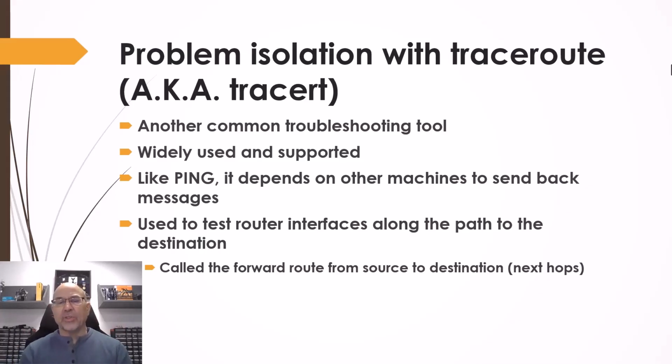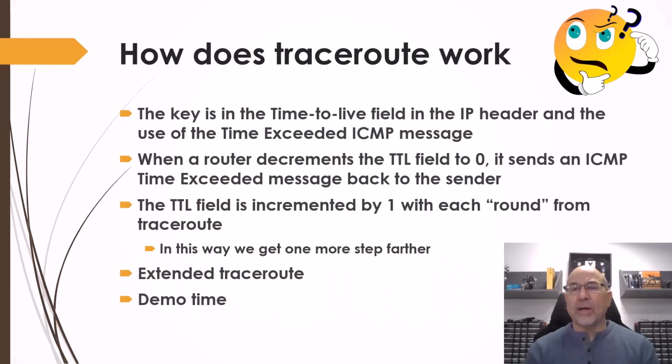The path that we're testing is also called the forward route from source to destination as opposed to the reverse route. This is also a collection of the next hops along the way. Now, I suppose it's important to understand how traceroute works. The key is in the time to live field in the IP header. Every IP packet has a time to live associated with it. And if that time to live is decremented down to 0, the router that does that says, I can't forward this anymore. And it sends back to the host an ICMP time exceeded message. That's how we remove continuously circulating packets or packets that are caught in a loop.